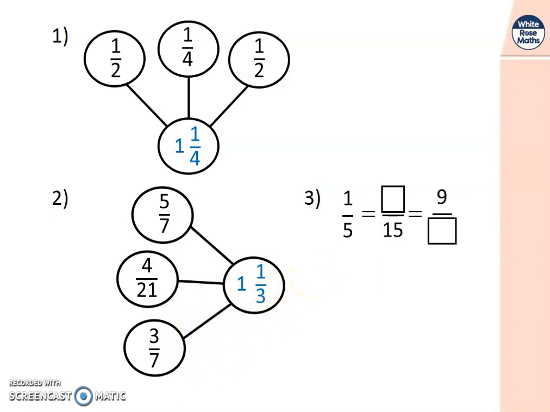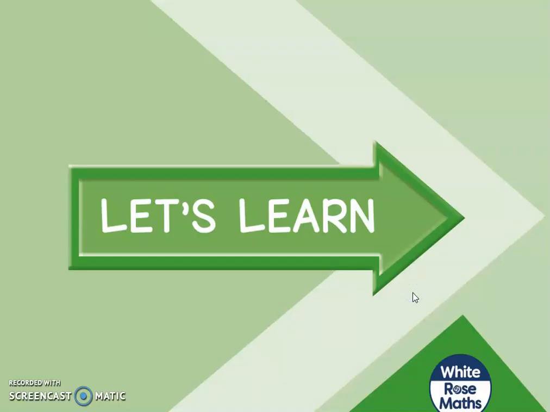Number 3 is looking at equivalent fractions because we can see that from the equal signs. So 1/5, to get from there to there, we times by 3, so do the same here. So that becomes 3. And to get from 1 to 9, we would multiply by 9, so do the same here. 5 times 9 is 45. Well done. Let's learn.